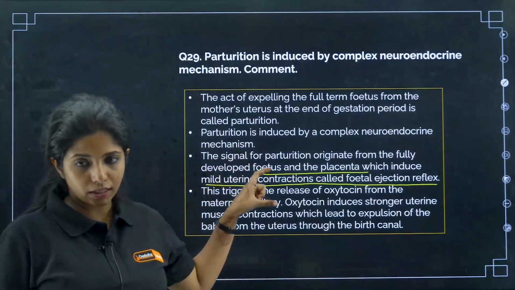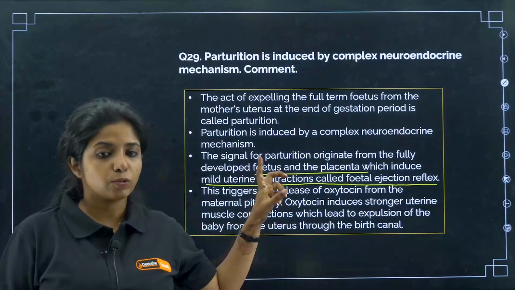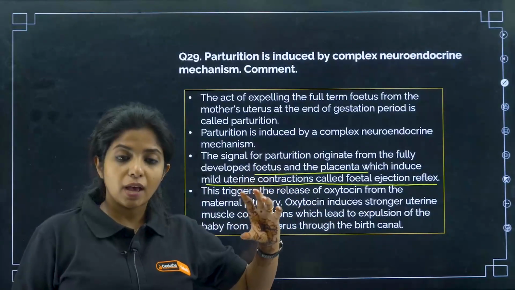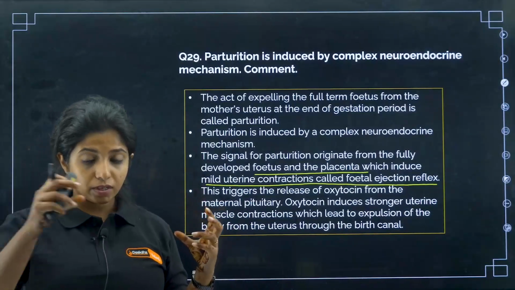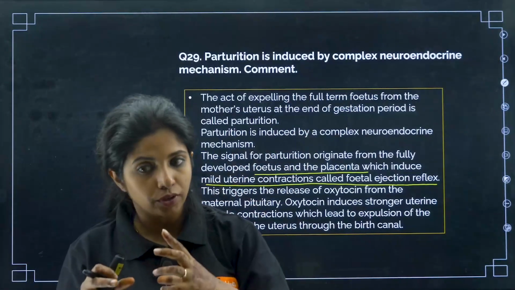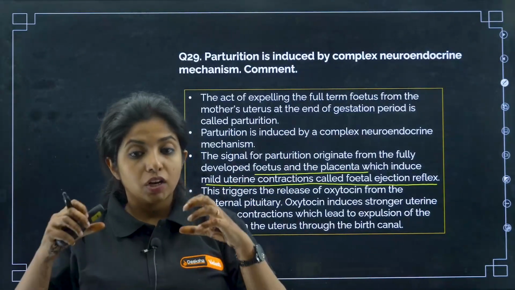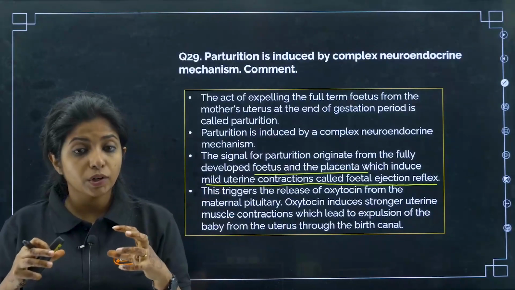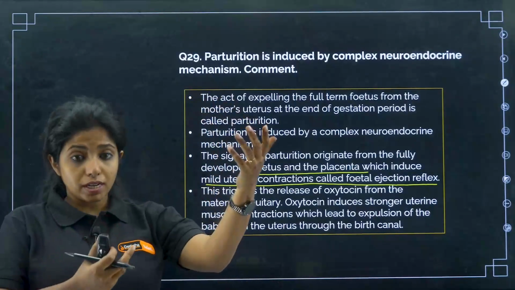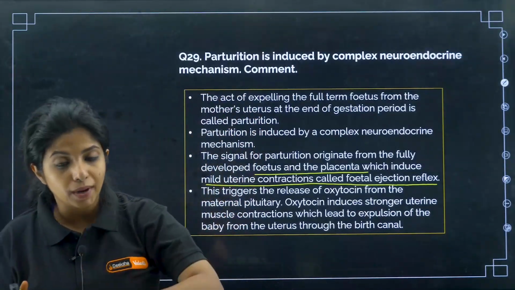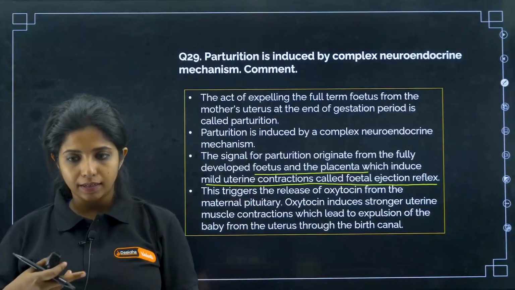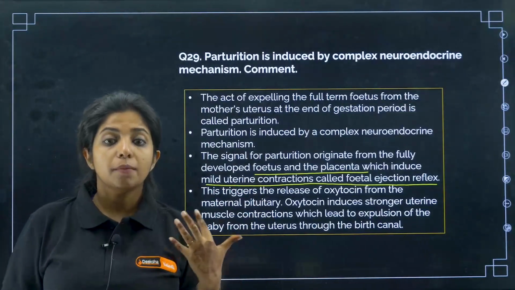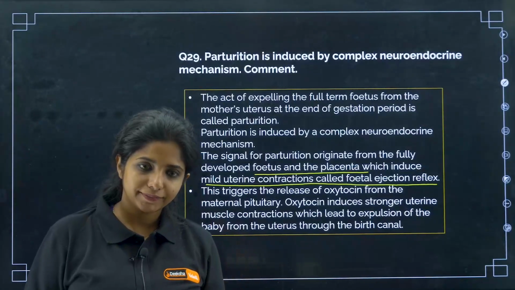So first, the signal will be coming from the fully developed fetus as well as the placenta. So there will be mild uterine contraction. Why? Because the receptors are active now, and oxytocin will come and bind on it. That's why there is a uterine contraction. Now, when this mild uterine contraction happens, again oxytocin will be released, and this oxytocin will come bind again, and then again there will be contraction. So this is a loop that happens clearly, and this will cause parturition.